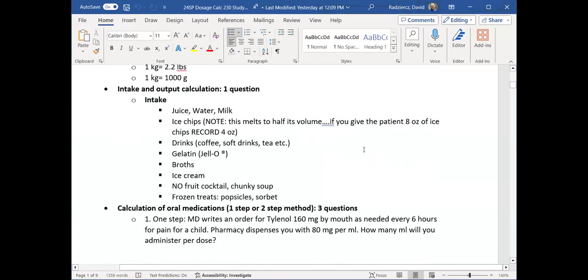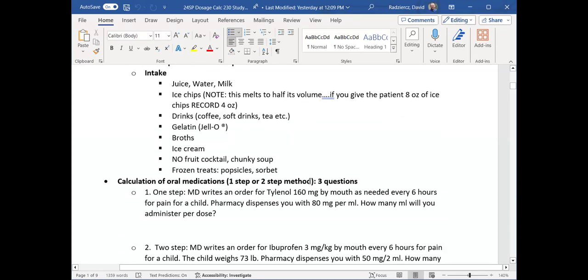Just some notes on intake, right? She did a really good job of isolating juice, water, milk. It talks about ice chips. I haven't seen that as a test question or a missed test question, but it's there. Drinks, Jello is predominantly water. Broths, ice cream is technically milk. Now, the reason you don't do fruit cocktail or chunky soup is because the majority of it is food, not liquid. So if it was tomato soup, you could say that's predominantly liquid. Popsicle, sorbet, anything that can melt and be drunk. Yeah, you know that word.